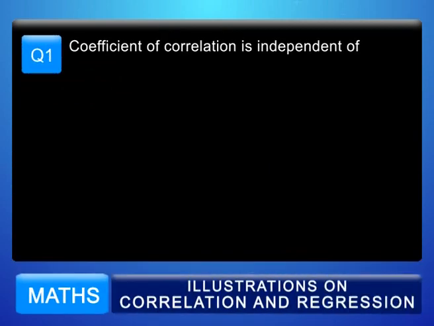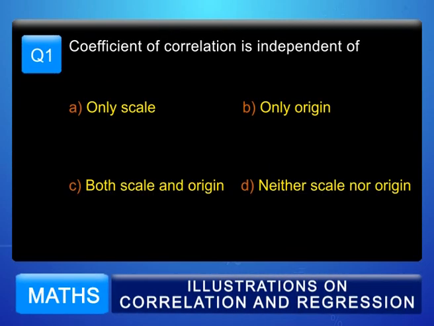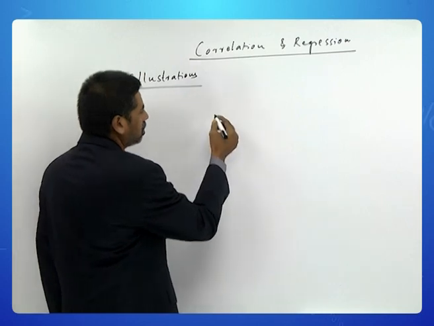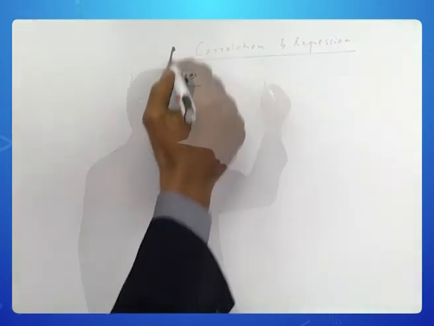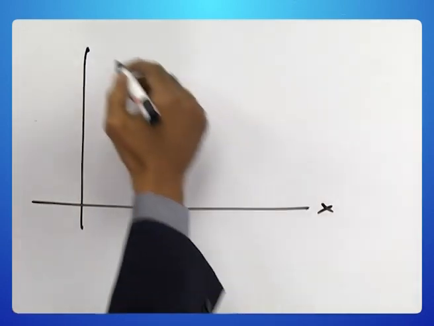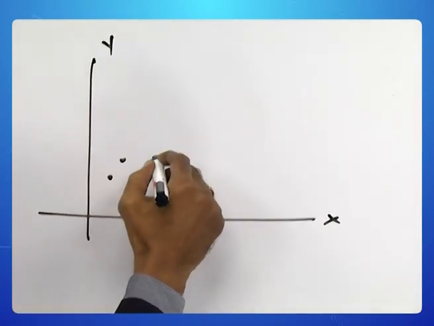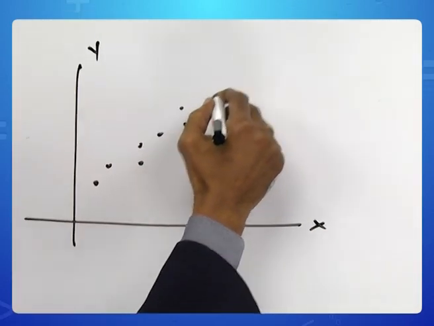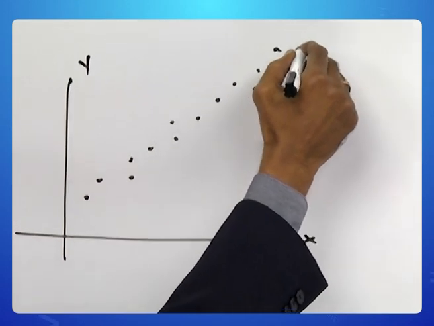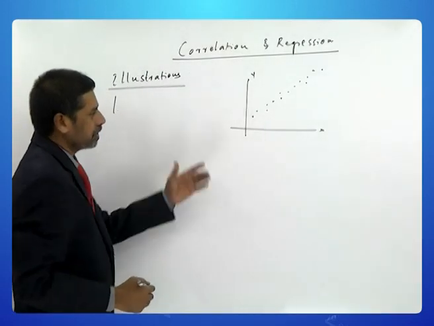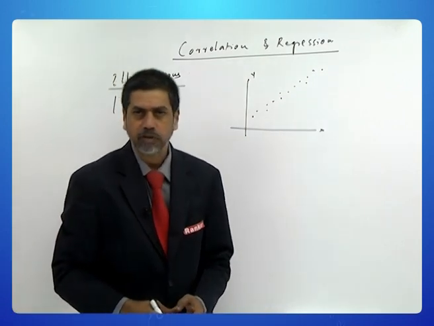Question number 1. The coefficient of correlation is independent of. The options are only scale, only origin, both scale and origin, and neither scale nor origin. Now suppose you have data like this, and you are trying to calculate the correlation coefficient.